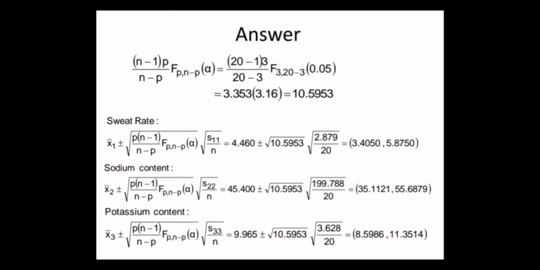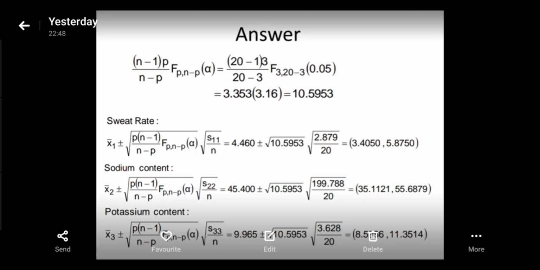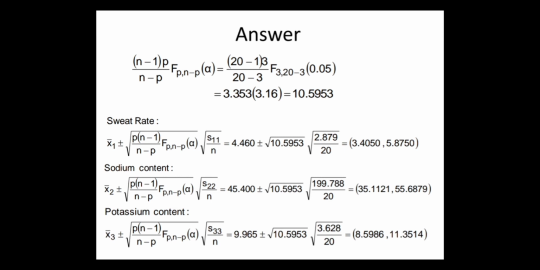Okay, let's see the formula. Okay, so for each of the confidence intervals that we need to calculate here, we need the value of this distribution, which is the value of c square here: (n minus 1)p divided by (n minus p), multiplied by the F distribution with degrees of freedom p and n minus p.